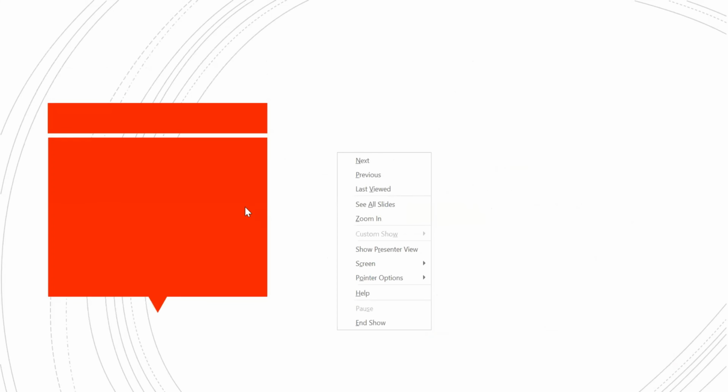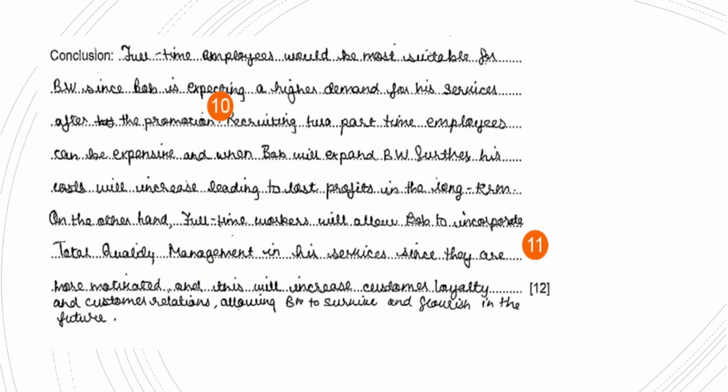Now, अगर हम इसकी अब देखते हैं conclusion. Full-time employees would be more suitable for BW since Bob is expecting a high demand for his services after the promotion. Okay. In context, so definitely है, clearly उसने बता दिया कौन सा करना चाहिए. Recruiting to part-time employees can be expensive and Bob will expand BW further. This cost will increase, leading to lost profits, okay, in the long term.